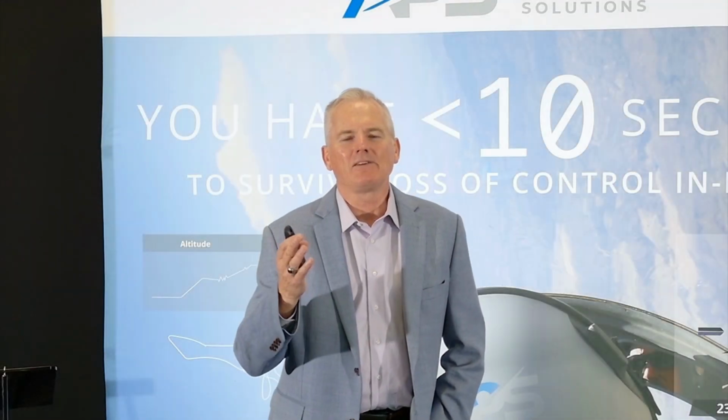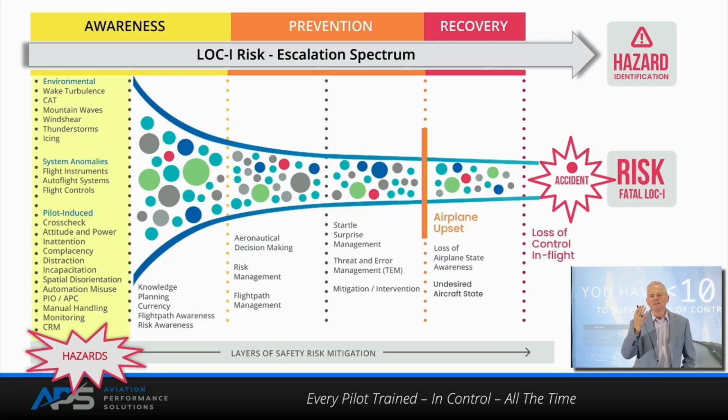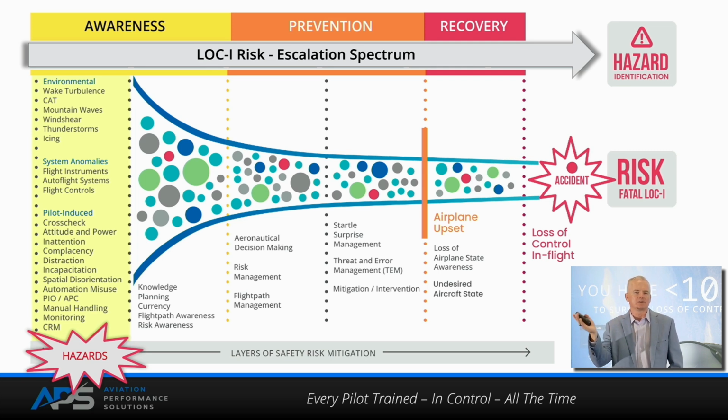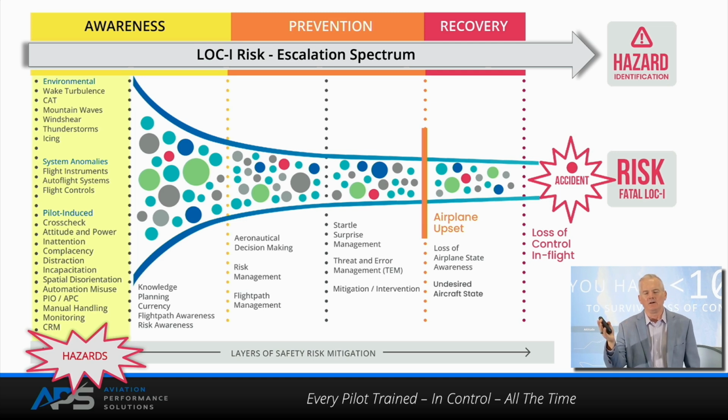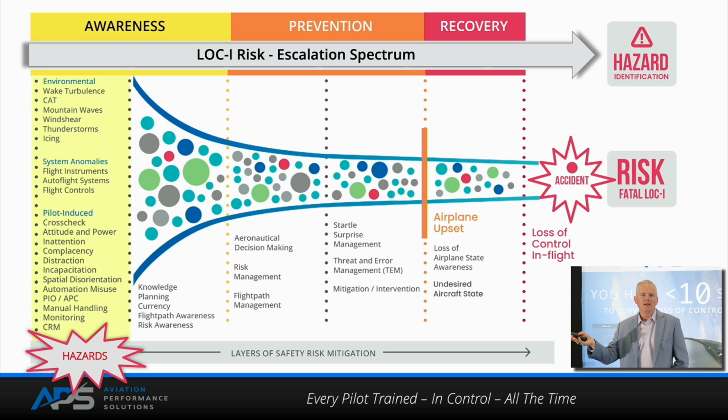All right, welcome back. If you remember from our last discussion, and I'll link that video up here and in the description, we arrived at this really cool looking graphic that represents the escalation of loss of control in flight from the hazards on the left, or the causes of the airplane upsets, which are therefore causes of loss of control in flight, as they escalate from left to right through this funnel, resulting in the fatal loss of control in flight accident on the far right in the middle.